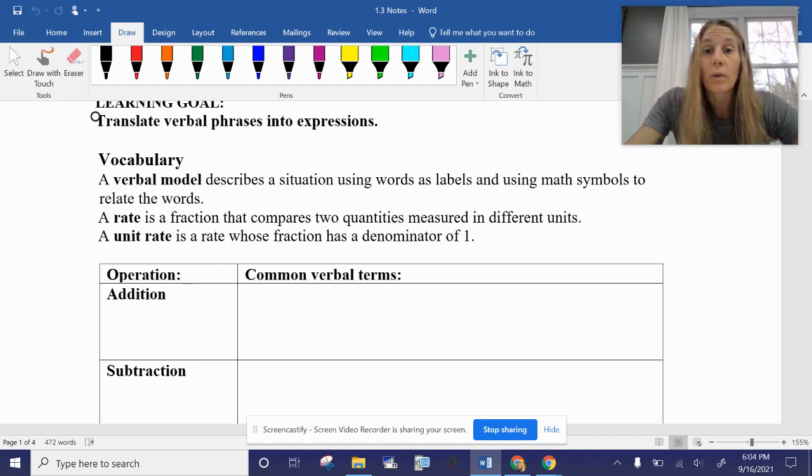Then we will also get into some rates and unit rates. A rate is simply a fraction that's comparing two quantities that are measured in different units. And then we'll talk about unit rates, which are rates whose fractions have a denominator of 1. But first, let's talk about some of the common verbal terms that are used to indicate different operations.